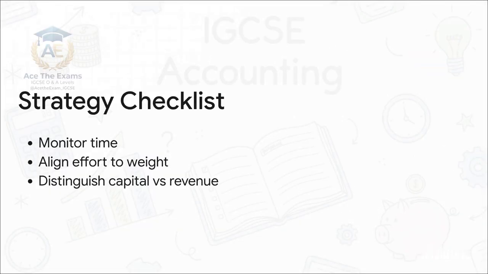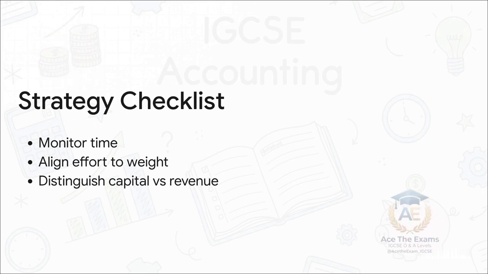To help keep you on track, here is your exam strategy checklist. First, monitor your time carefully. Don't spend 20 minutes agonizing over a 5-mark ledger. Second, align your effort with the question's mark weightage. And third, clearly distinguish your capital items from your revenue items before you even start calculating your depreciation. Following this simple checklist ensures your knowledge translates directly into marks.